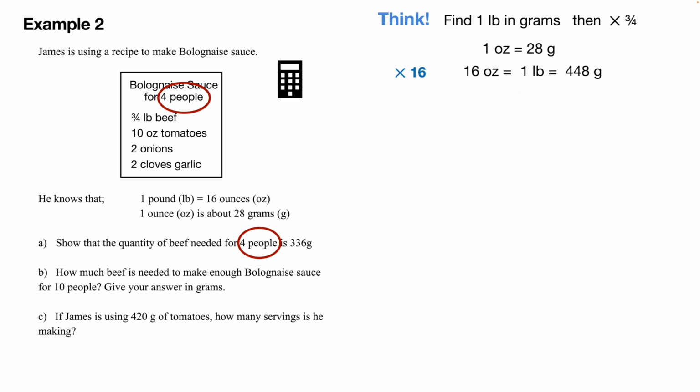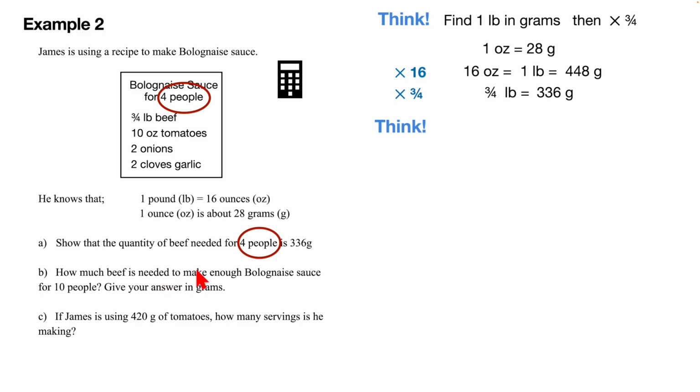And don't forget, a kilogram is about 2 pounds, 2.2 pounds actually. So it's going to be just less than 500 grams. I multiply by 3/4. 3/4 of a pound is 336 grams, which is what we were aiming to show. Very happy with that. Let's move on.